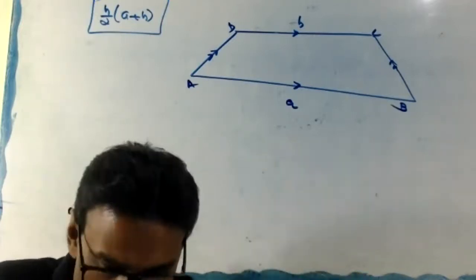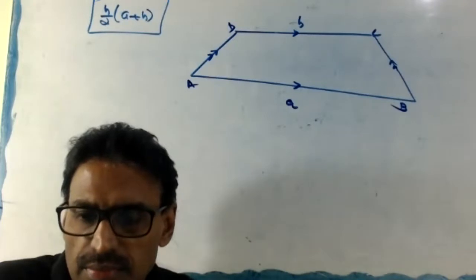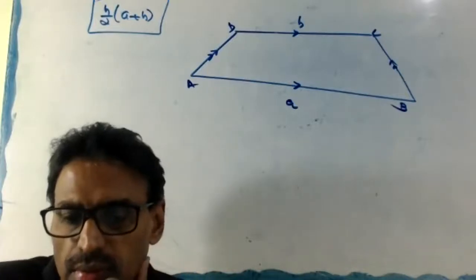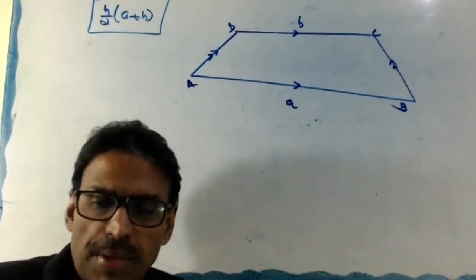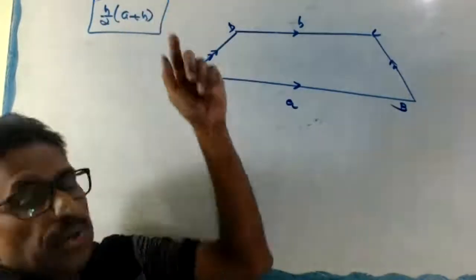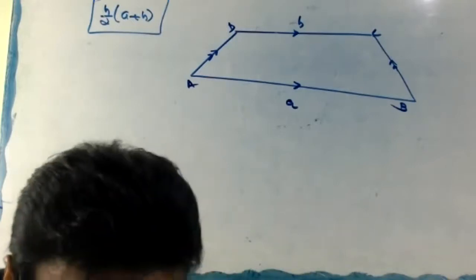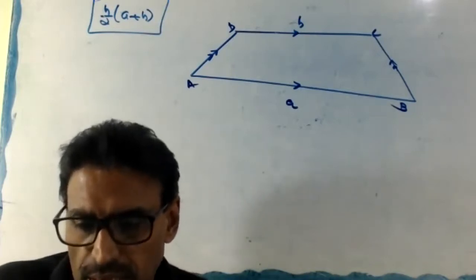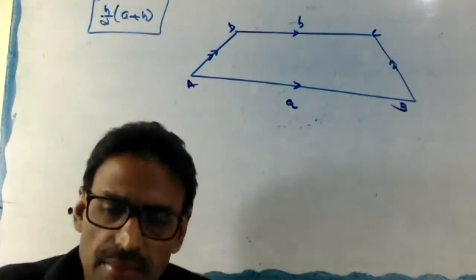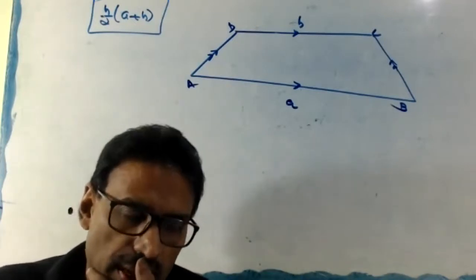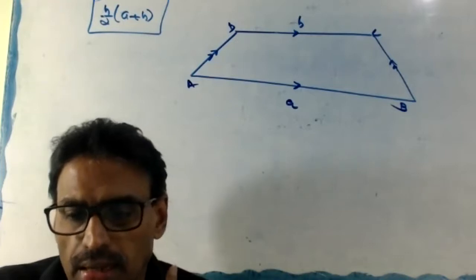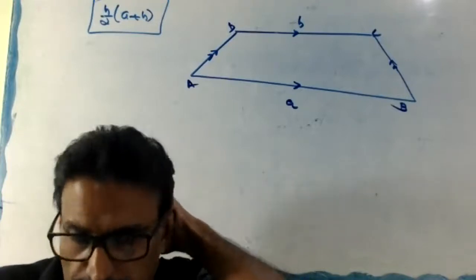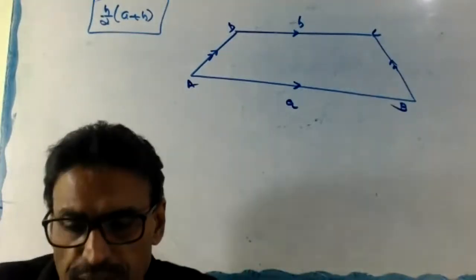Okay, first you write that. Area of a trapezium equals h by 2 into a plus b, where h equals height, that means altitude, the height between the parallel sides. a and b are the lengths of the parallel sides.